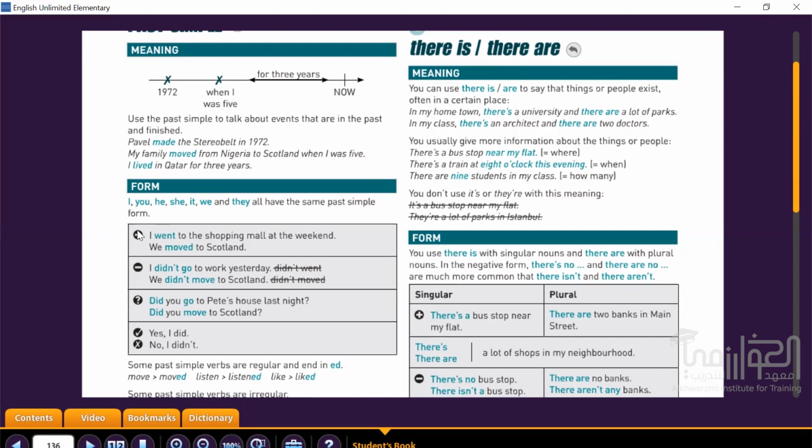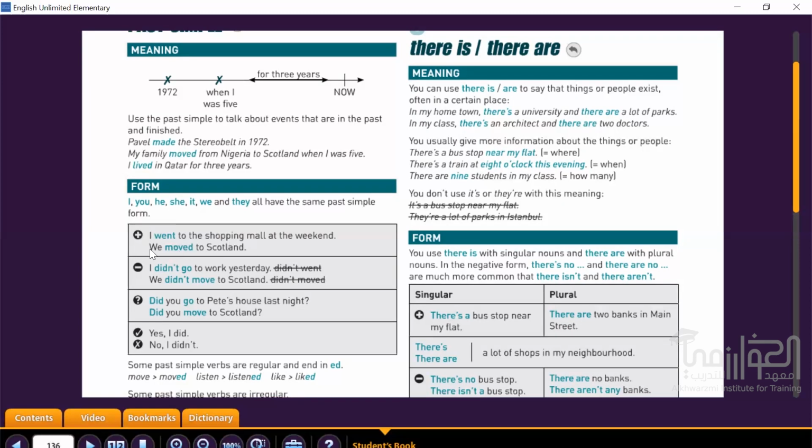So for the positive statements, for Jumal Ijabi, I went to the shopping mall at the weekend. We moved to Scotland. Now, I will later explain to you these verb forms. Why we have here went and here ed. This is irregular verb. We will look at that. And this is regular. This is shadh, but this is muntazam. So irregular, regular, adding ed, irregular, a new word.